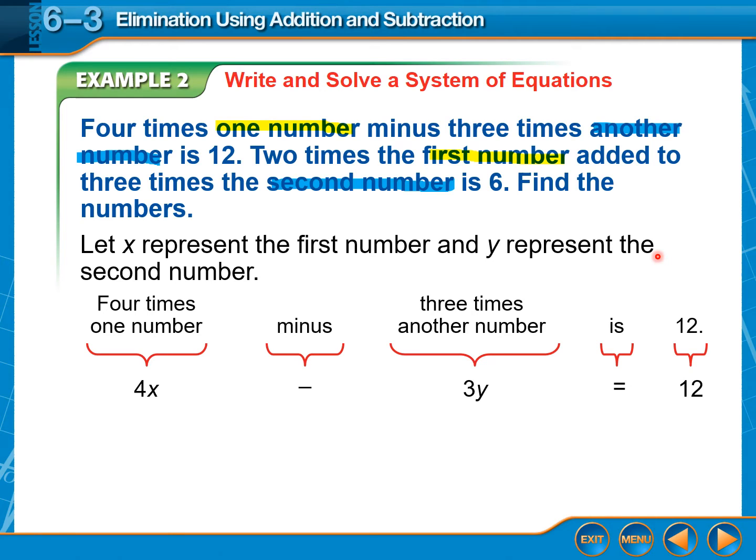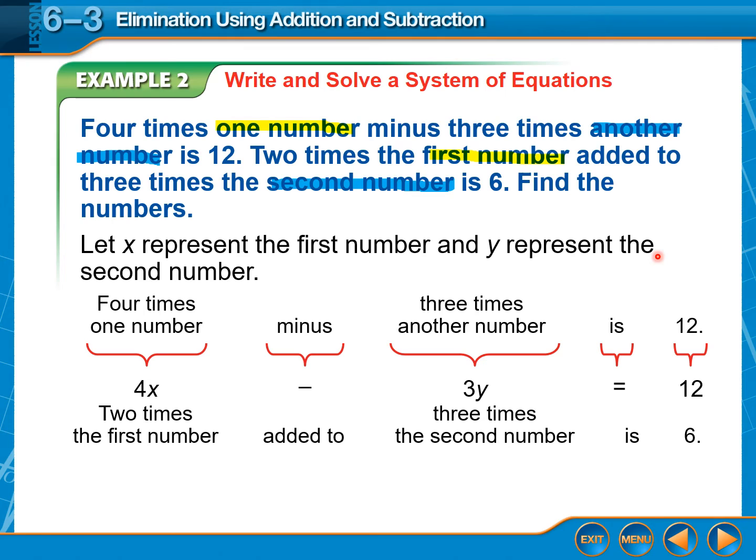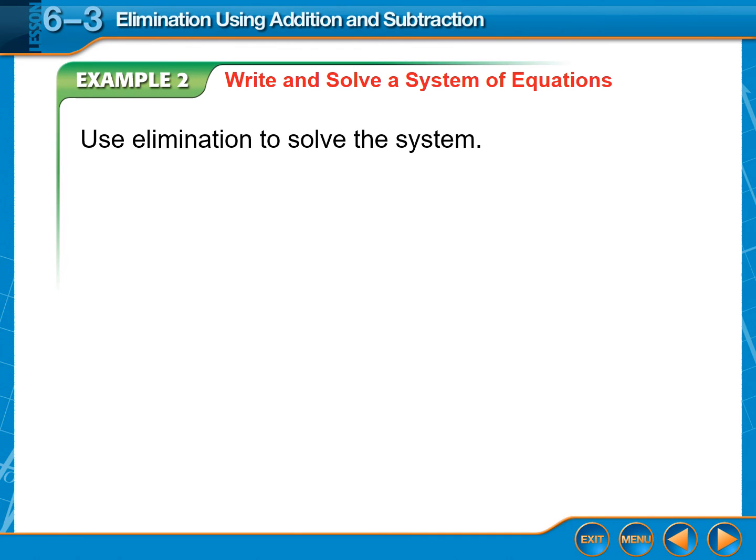That's our first equation. Our second equation is 2 times the first number, and again, that represents x, so 2 times x added to or plus 3 times the second is 3y, and that's equal to 6. So 2x plus 3y equals 6. So now we have two equations based on the information that they gave us. 4x minus 3y is 12, and 2x plus 3y equals 6.